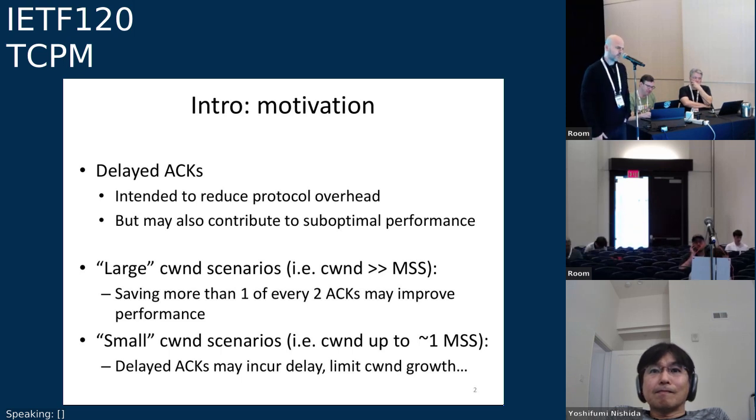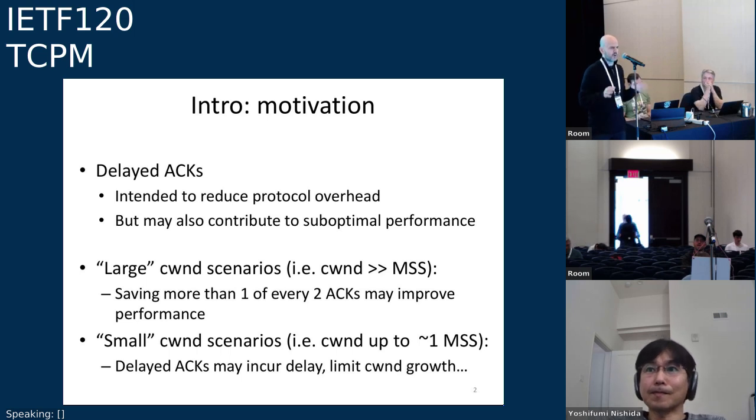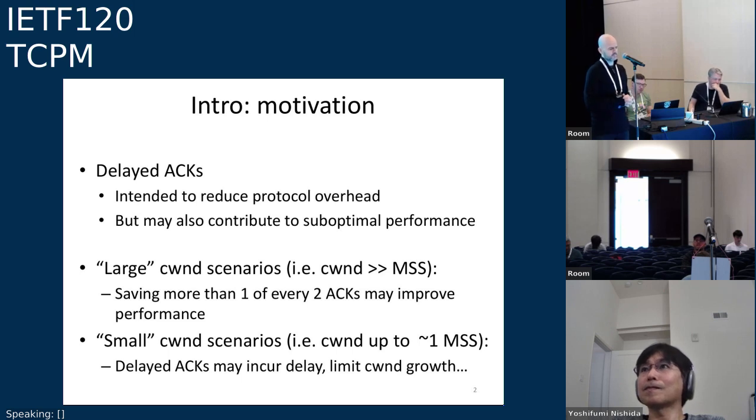So first of all, a quick reminder on the motivation for the draft. Delayed ACKs is a widely used mechanism which is intended to reduce protocol overhead. However, it may also contribute to suboptimal performance in a number of scenarios, such as so-called large congestion window scenarios, meaning when the congestion window size is much greater than the MSS. In that case, sending fewer than one of every 2 ACKs may help improve performance. Or small congestion window scenarios, meaning a congestion window size up to the order of 1 MSS, where delayed ACKs may incur too much delay or may limit congestion window growth, and so on. Next, please.